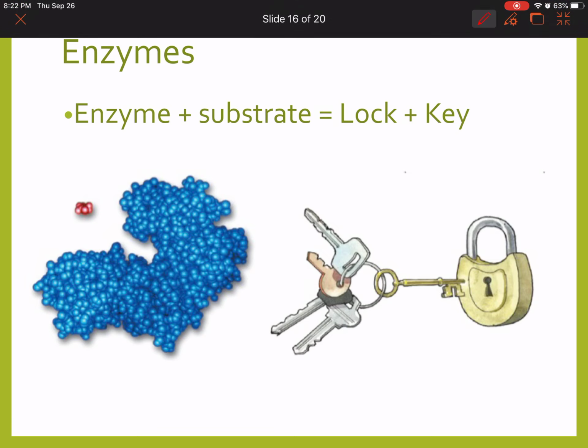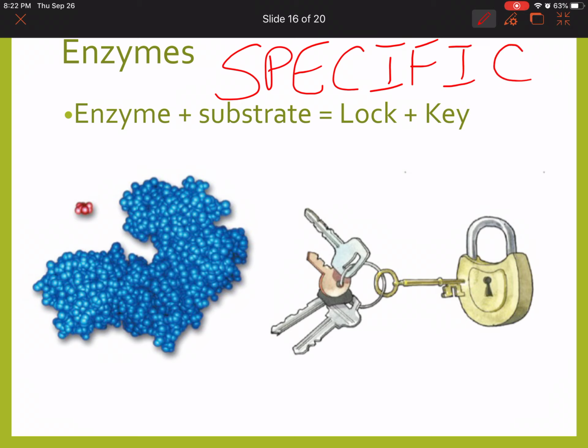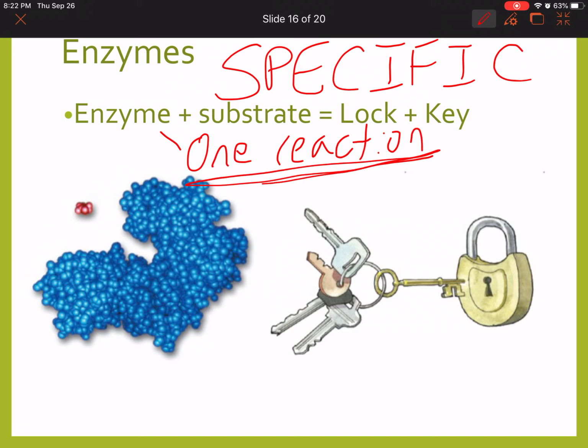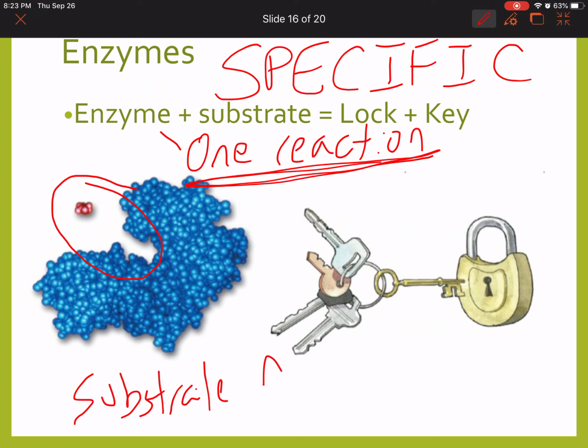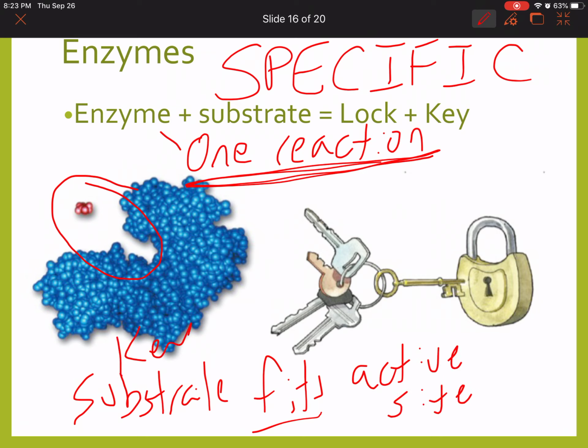All right, here's the funky thing about enzymes. There's millions of them because each one is specific. Each enzyme controls one reaction and only one reaction. Okay? So the way they're so specific, the way they do this is this fitting: the substrate fits in the active site, that hole again, just like a key fits in a lock.